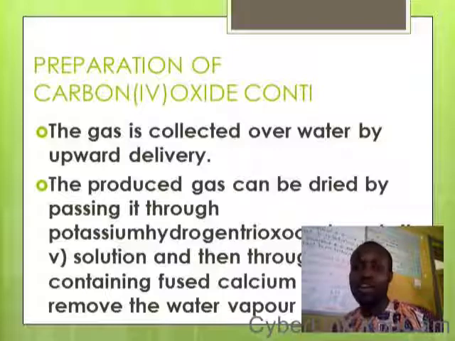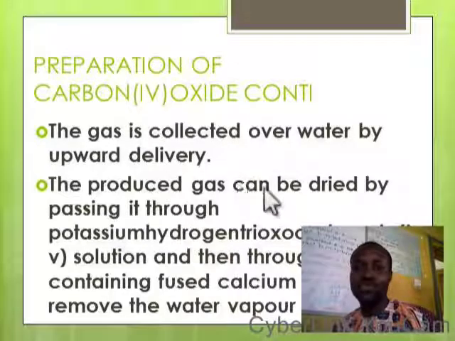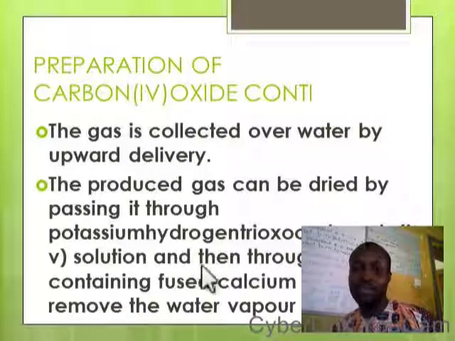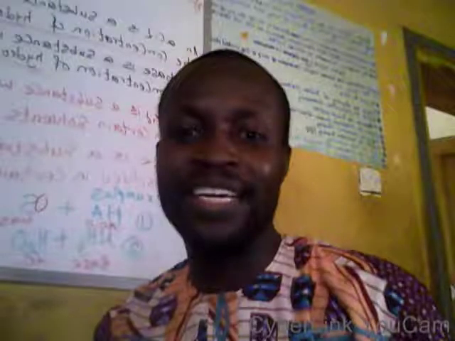Preparation of carbon(IV) oxide continues. This gas is collected over water by downward delivery. The produced gas can be dried by passing it through potassium hydrogen trioxocarbonate(IV) and then through a U-tube containing fused calcium chloride to remove water vapor. This calcium chloride will remove the water vapor content. So please learn these again and again as you stay tuned.